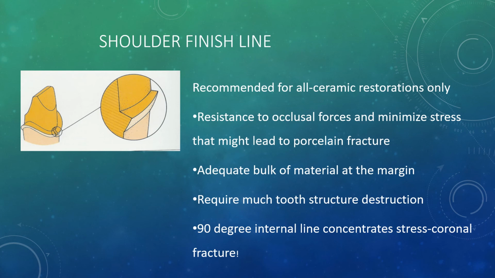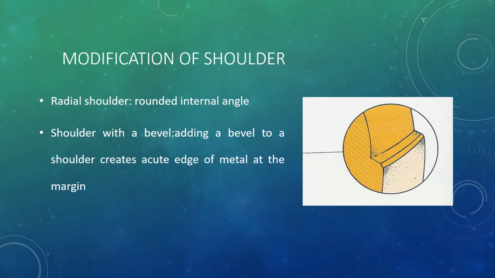This might also lead to porcelain fracture, but the advantage is that it provides adequate bulk of the material at that margin. So the translucency is handled and it looks more aesthetic when you're preparing it with a shoulder finish line. But you are also compromising on the biological aspects, that is, preparing more tooth structure, sacrificing a lot of enamel to give a shoulder finish line. This 90-degree line angle which creates stress in the coronal structure can be handled by using a modification of the shoulder, that is your radial shoulder.